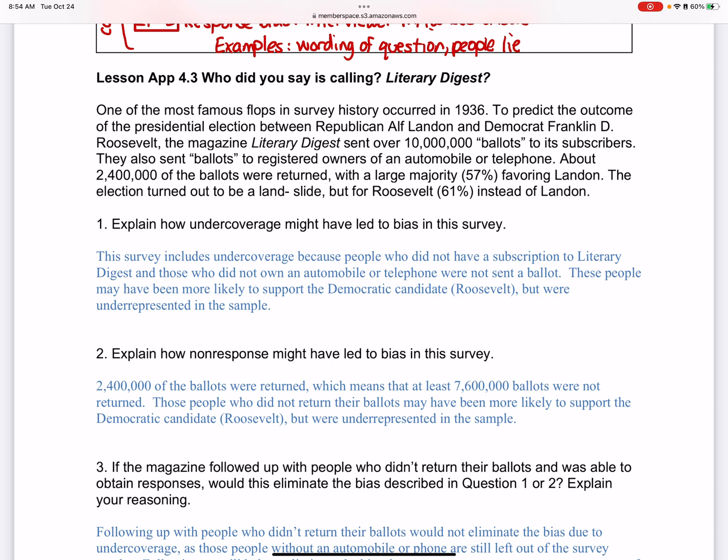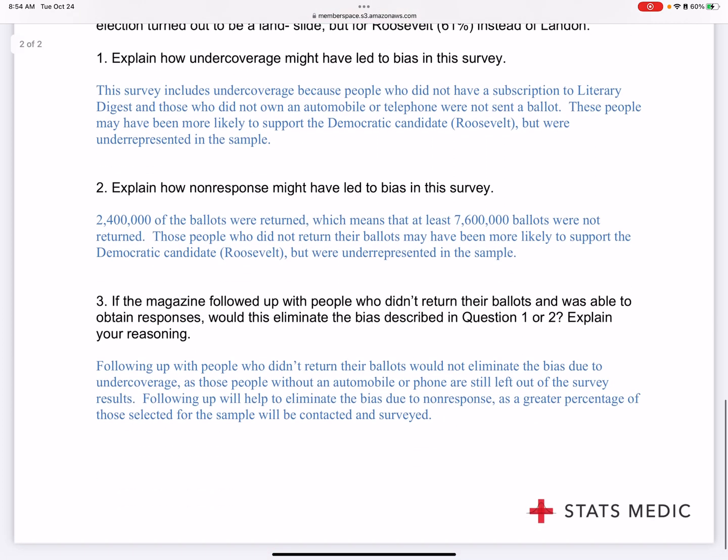We recently saw that in the 2016 election with Trump and Clinton. We saw an overrepresentation of people that said that they liked Clinton, when in actuality, the next day, the results came out the opposite.